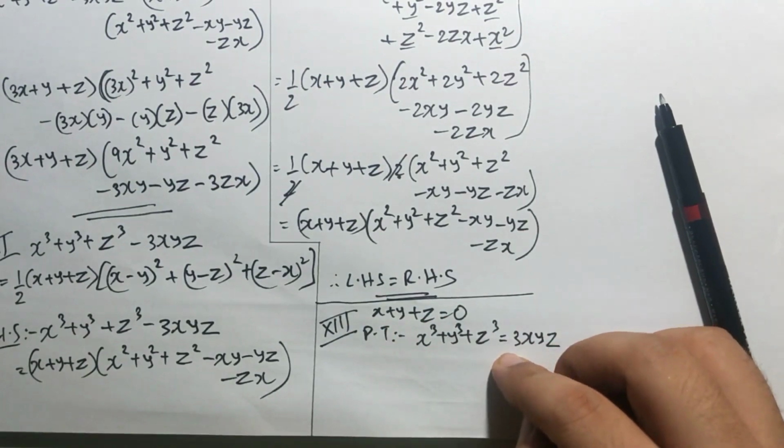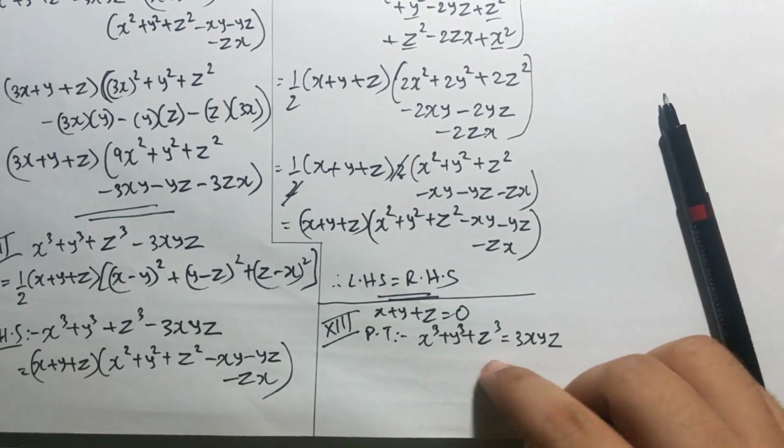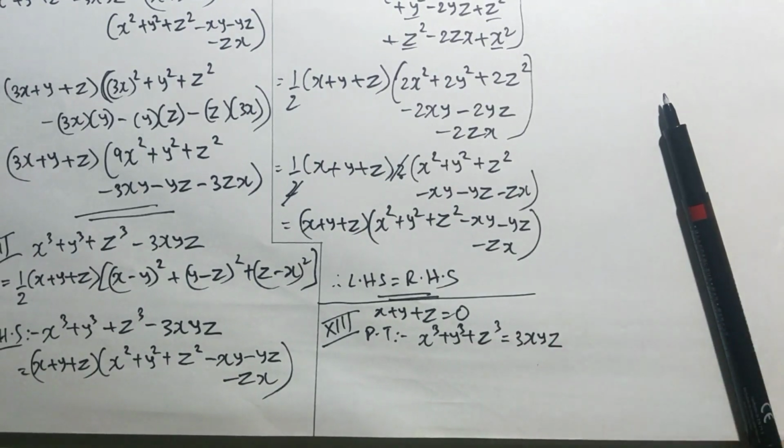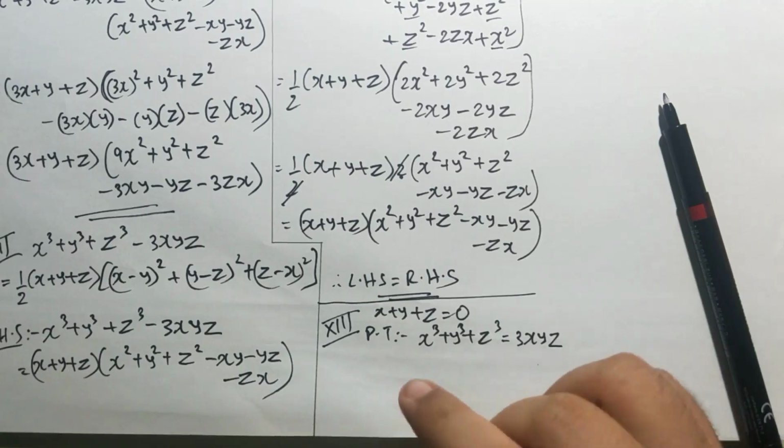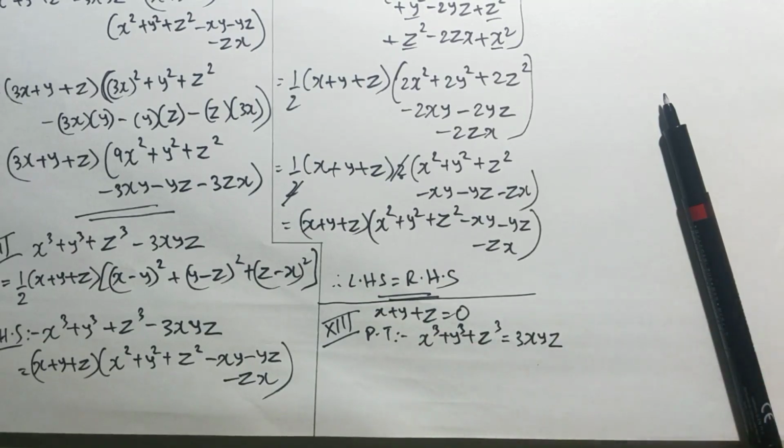That will be equals to 3 times the multiplication of those numbers. First term, second term, third term, multiply them and multiply by 3, that will be equal to the sum of the cubes of those numbers.